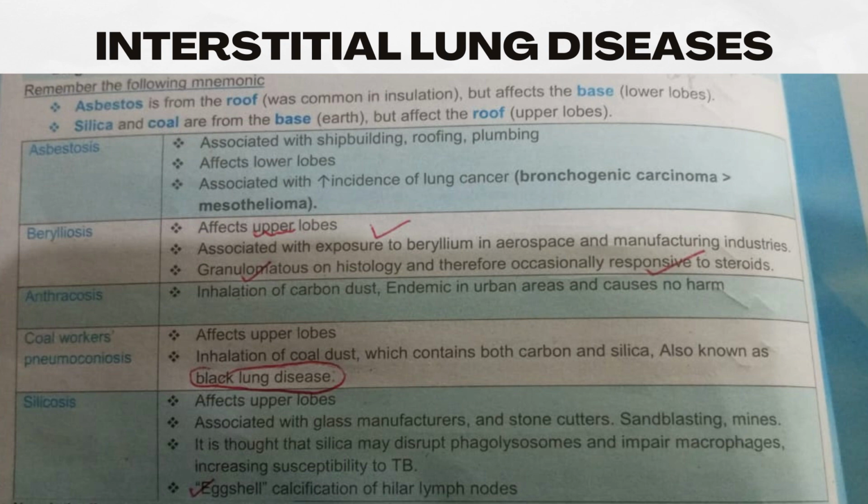So the coal workers and silicosis are from the base, that is the earth, but affect the roof, that is the upper lobes. And asbestosis is from the roof, but affects the base, that is the lower lobes. Berylliosis and anthracosis are two other diseases. Anthracosis, like coal workers pneumoconiosis, is also caused by the inhalation of carbon dust. It is endemic in urban areas and it causes no harm.